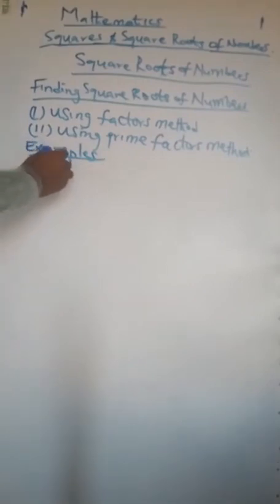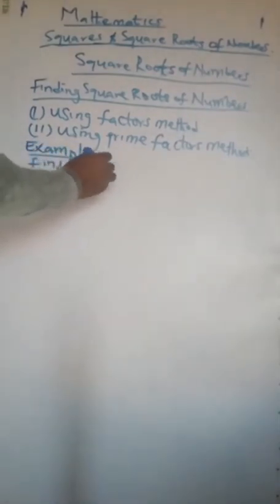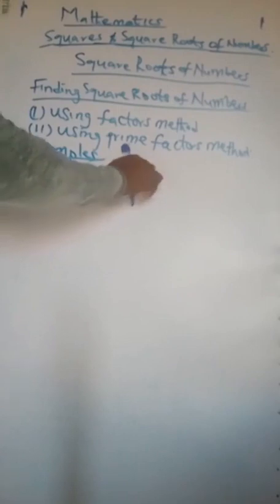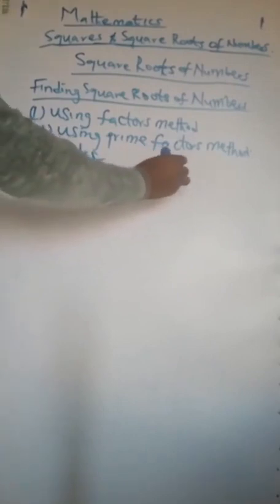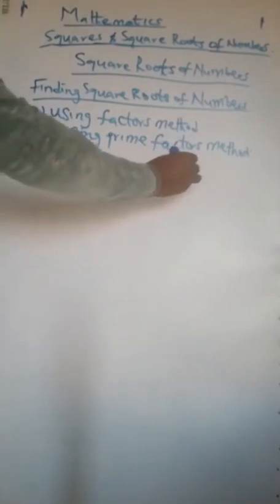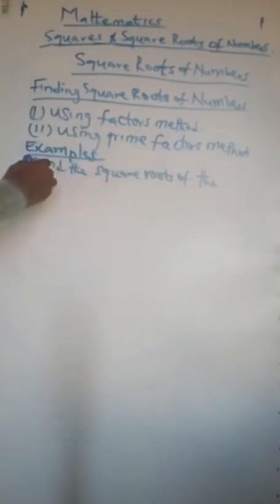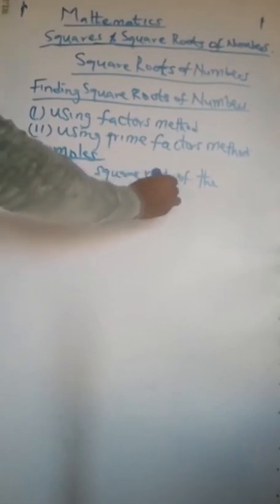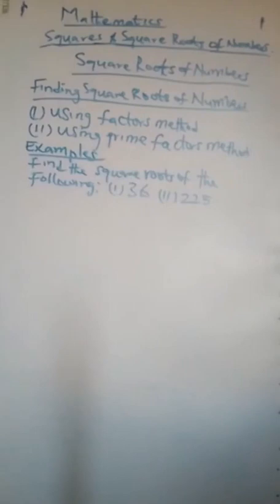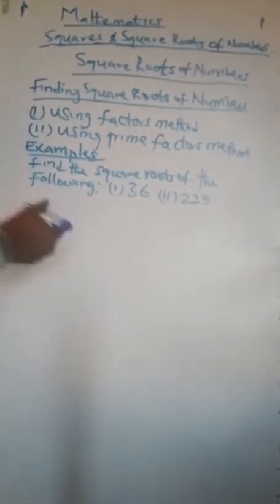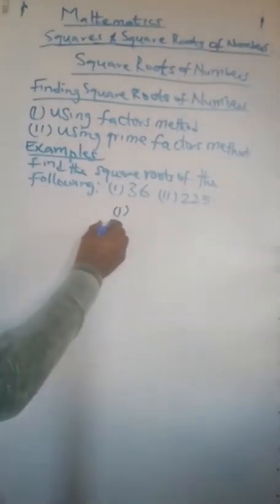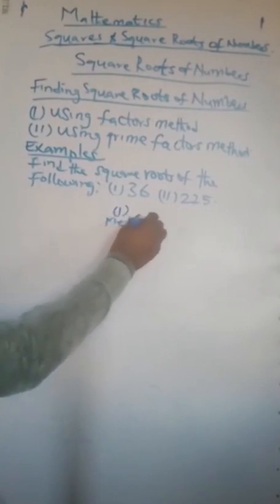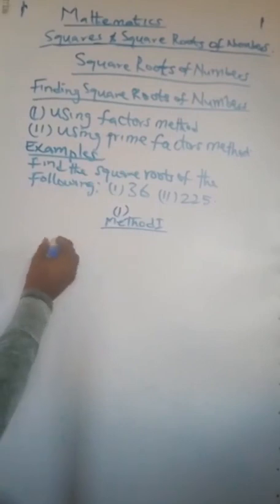Find the square roots of the following. Alright? 1, 36, 2, 225. Now let's start with the first one, 36. And method 1. Let's see how we can make use of method 1. In method 1, we look for factors of 36. What are the factors of 36?